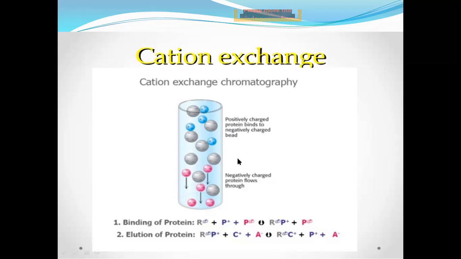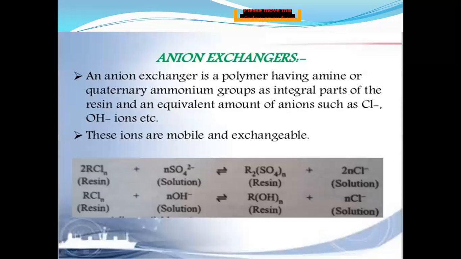At the same time, what happens to negatively charged proteins? Those are slowly diffused. Why? Because this matrix has negative charge. So this negative charge and the negatively charged proteins are repelled. That's why the positively charged proteins are attached to the negatively charged beads, while the negatively charged proteins slowly percolate. So this, in short, is the representation of cation exchange.